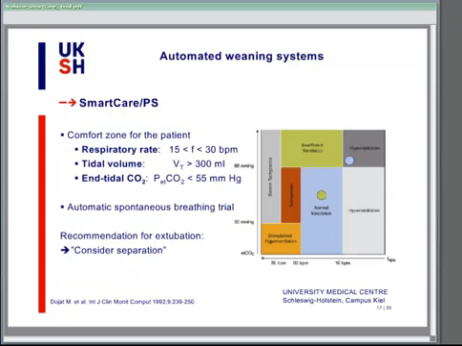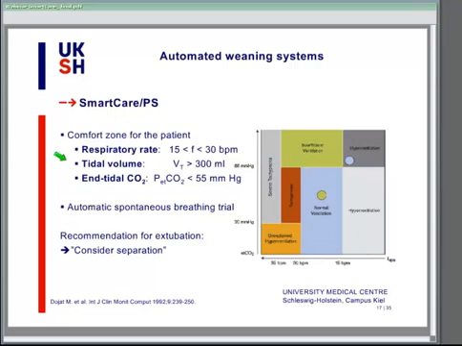And Dojat and Brochard, who developed the system, defined empirically a so-called comfort zone for the patient, and these are the main targets that the system tries to reach in your patient. This comfort zone is defined by 3 parameters.